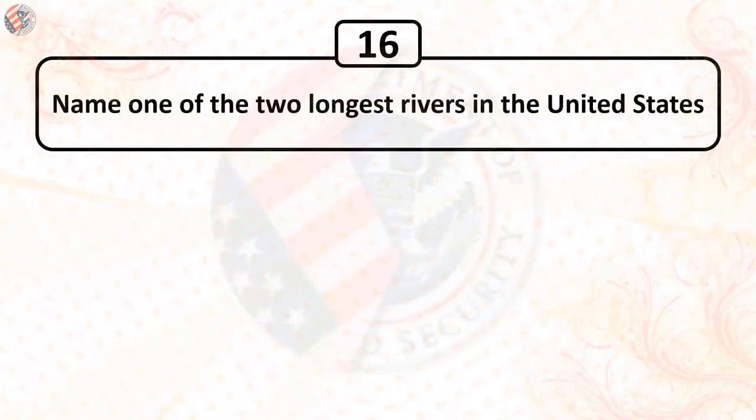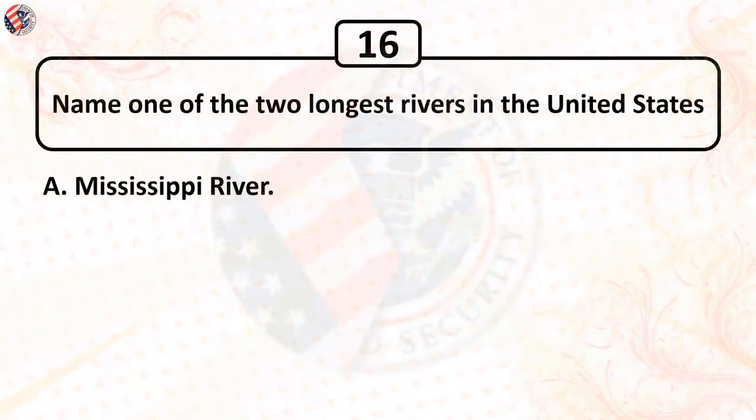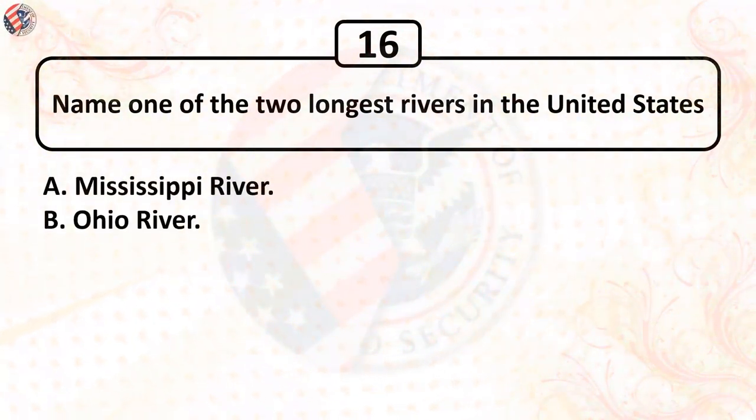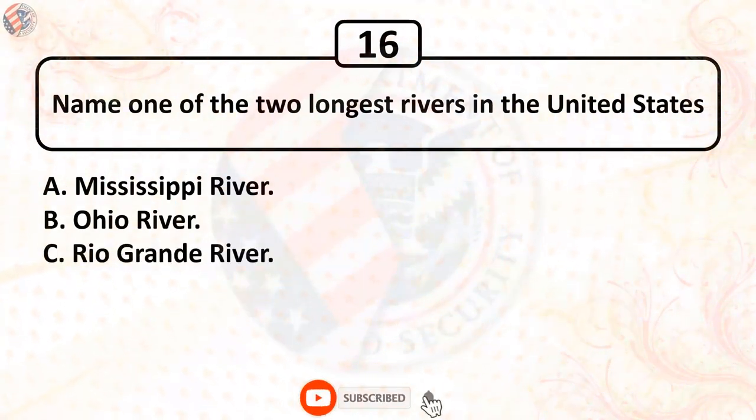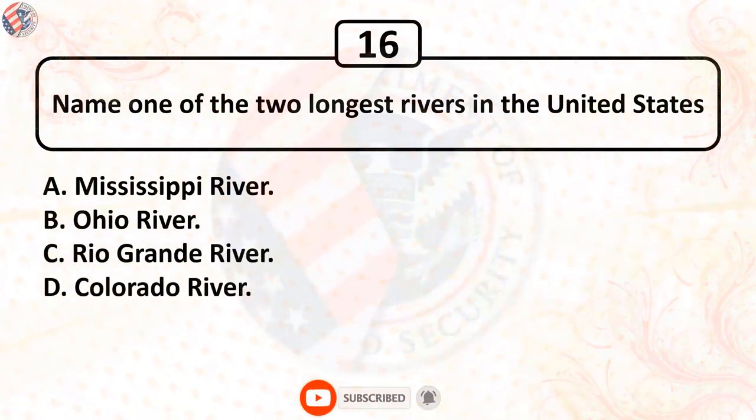Name one of the two longest rivers in the United States. A. Mississippi River. B. Ohio River. C. Rio Grande River. D. Colorado River.